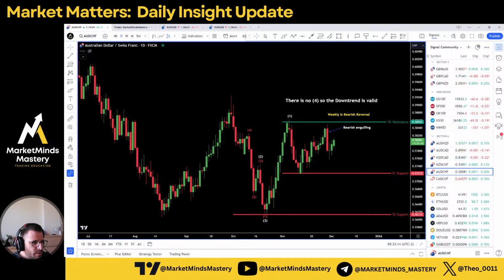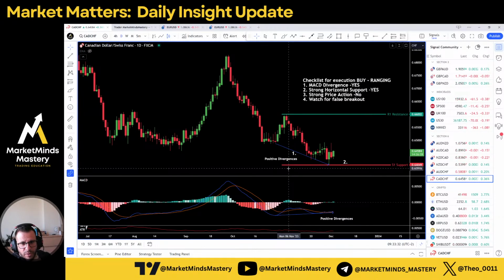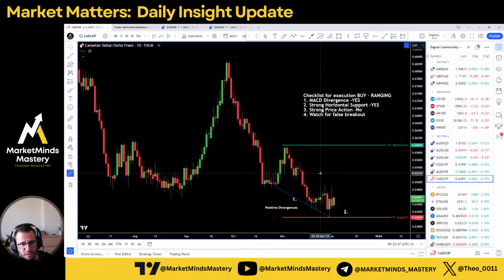And I approach it the same way that I analyze the market. Canadian dollar against the Swiss franc, here it's good for me to trade. So let me walk you through. Price on the daily chart makes a lower low, and then MACD makes a higher low, so there is a positive divergence. That's A class. So I have divergence on the MACD.